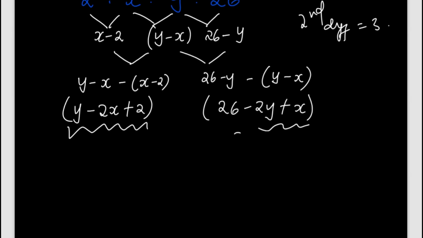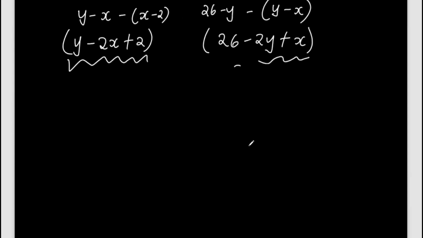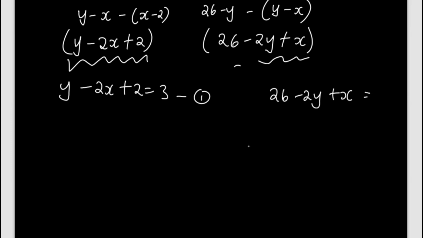How many marks is this? It's 6 marks, no? Yeah, I think it's worthwhile. So I'll just equate each of them to 3 and then solve the 2 equations simultaneously, since we know that these 2 must be equivalent to each other. So we're going to say y minus 2x plus 2 is equal to 3. That's my equation 1. And then 26 minus 2y plus x must also be equivalent to 3. That's our equation 2. Let's leave the variables on one side.